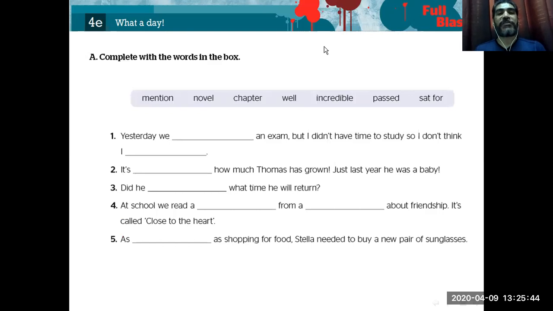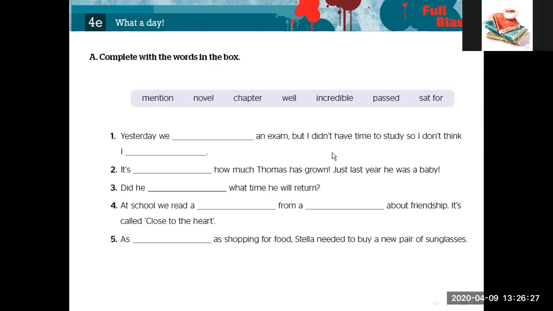Okay, who can answer? Now let's read the words in the box. Who can read them at the beginning? Hamza. Okay. Mention, novel, chapter, well, incredible, past, sat for. We will complete the sentences using these words. Okay.